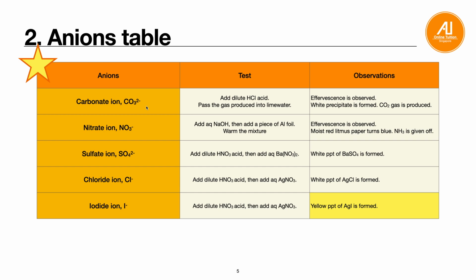So, and one more thing to take note, whenever they ask for how do you test for CO3 2 minus, right, you don't just give the test. What the question wants is basically the test and the result. So everything, okay, the test and observation.